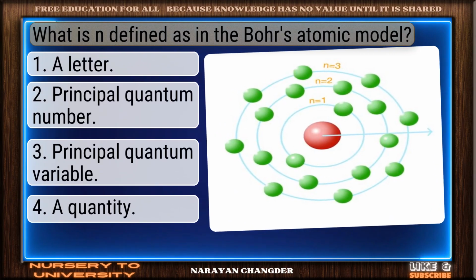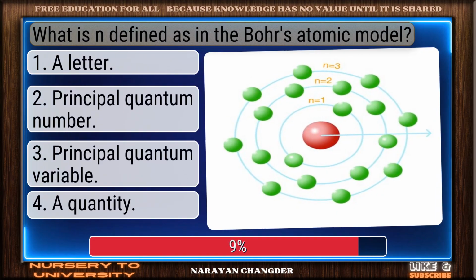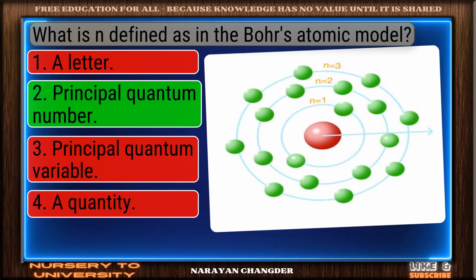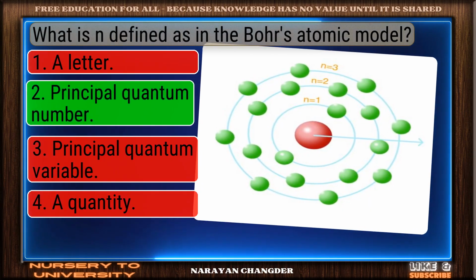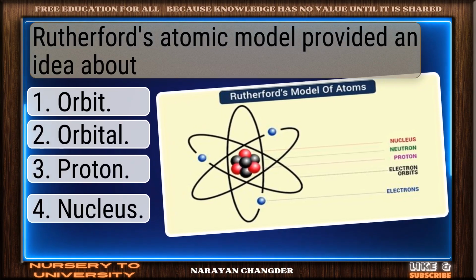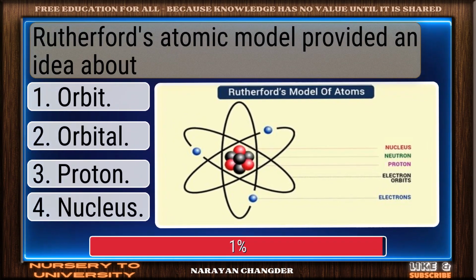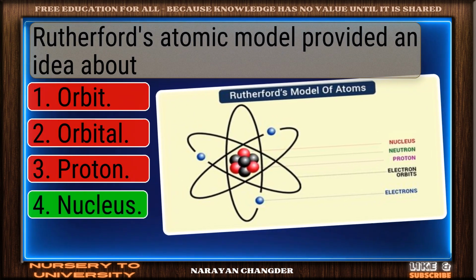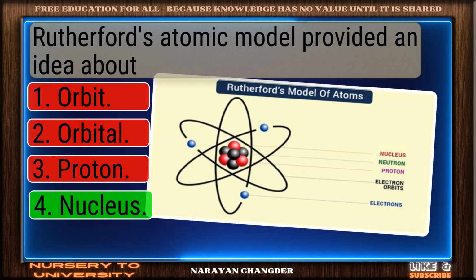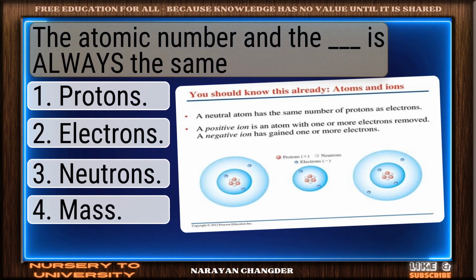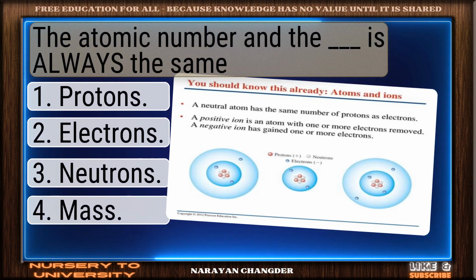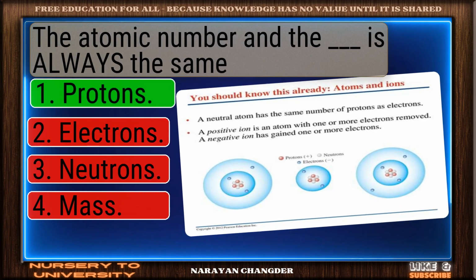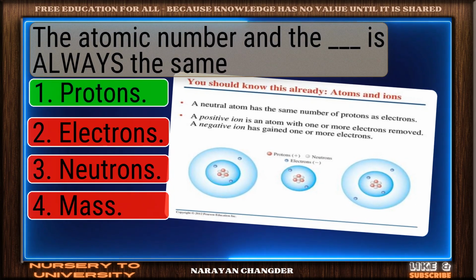What is N defined as in the Bohr's atomic model? Valid point. Principal quantum number is true. Rutherford's atomic model provided an idea about... Perfect. Nucleus is the correct choice. The atomic number and the dash is always the same. You're right. Protons is the correct answer.